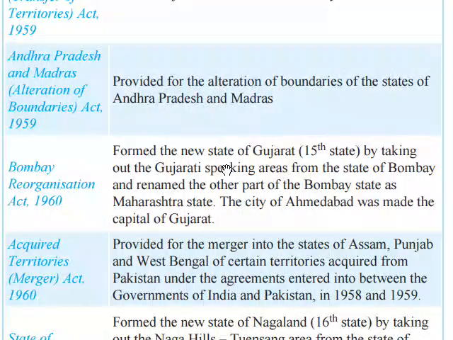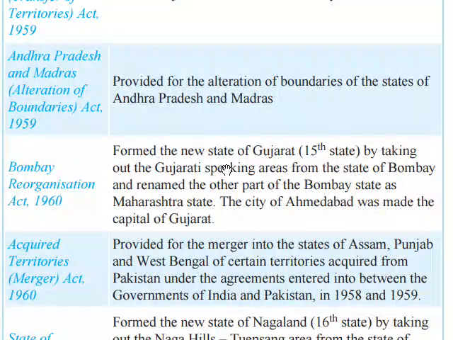The Andhra Pradesh and Madras Alteration of Boundaries Act 1959 provided for the alteration of the boundaries of the states of Andhra Pradesh and Madras.